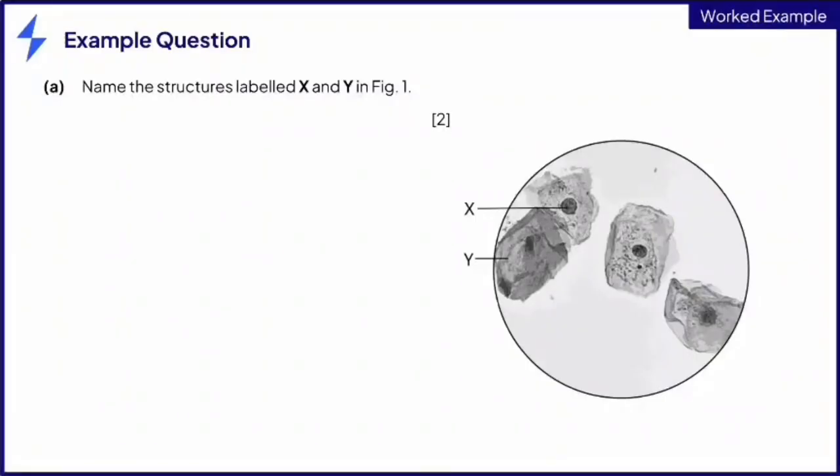In Part A here, there are 2 marks available for identifying the structures labelled X and Y. X indicates the large dark region within the cheek cell. We know that the largest structure inside animal cells is the nucleus, so we can identify X as the nucleus. Y indicates the cell contents contained within the membrane. This gel-like substance is the cytoplasm.